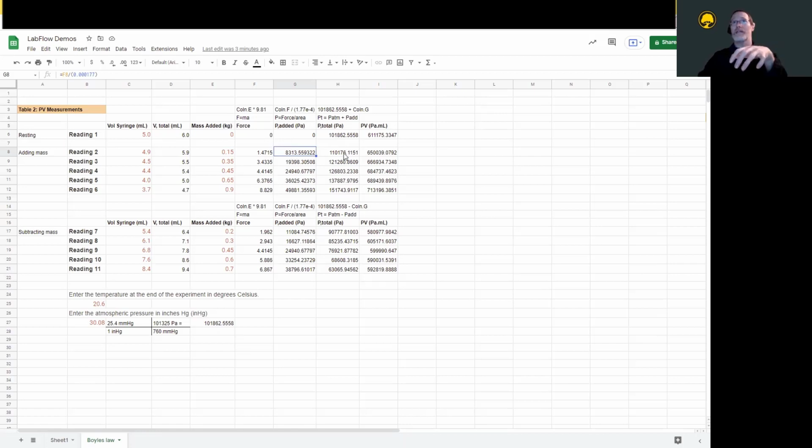So I add those together to get a total here of 110,000 and whatever that number is. And then PV is pressure times volume, okay? I'm gonna do that for readings 3, 4, 5, and 6. And notice here that my mass is going up, up, up, up, which means my force is going up, up, up, up. My added pressure, my total pressure, is going up, up, up, up. But the volume is going down, down, down, down. And so when I multiply those numbers together, I get PV that should be constant, okay?